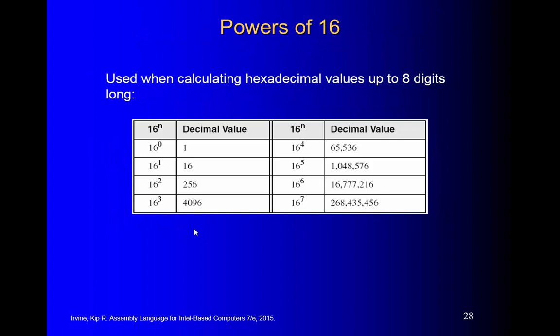So hexadecimal number is the power of 16 system. Each position in the hexadecimal number will be 16 times more than the previous digit. So this is a quick table for powers of 16. 16 to the third power is 4,096.